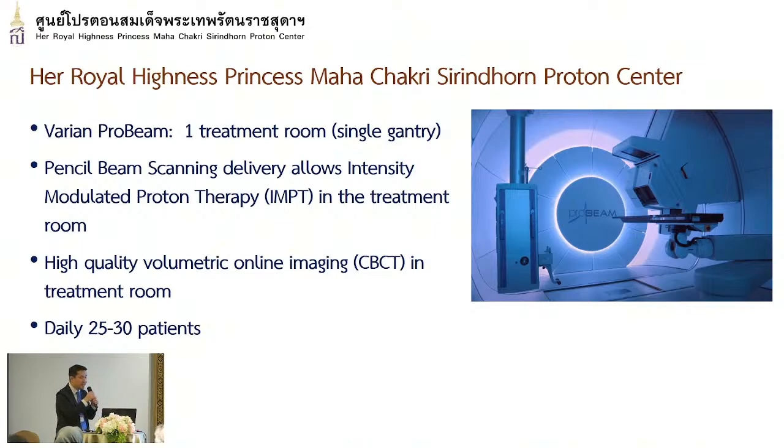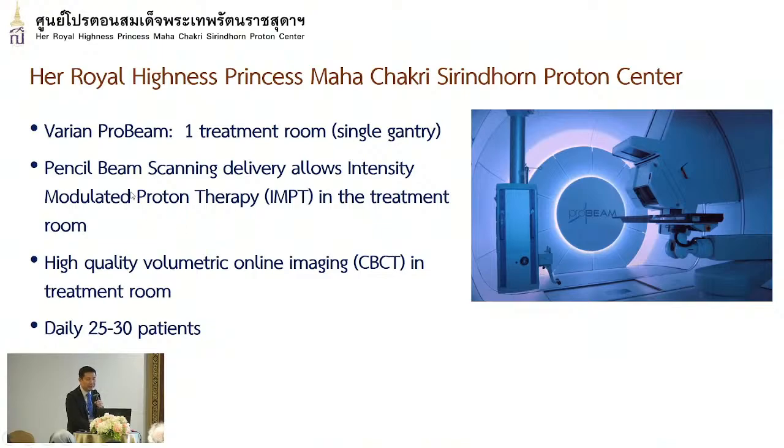Our proton machine is a Varian ProBeam, but we have just one gantry. That means we need to quickly set up the patient outside the room and then send the patient through if we have many patients. But right now the number of patients is not much, so we can set the patient inside the treatment room while we treat the patient.